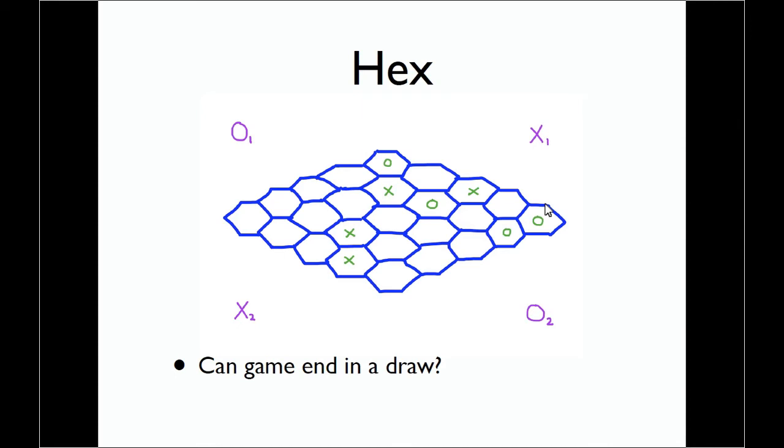Okay. So if you get bored at any point during this talk, you can draw a hexagonal board like this and start playing with your neighbor.